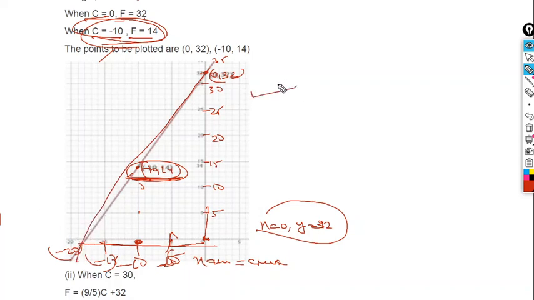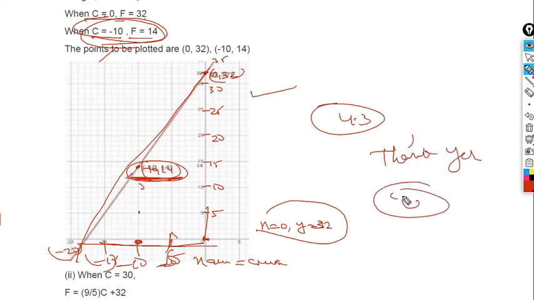Okay, now we have completed your exercise 4.3. Now please do it in your exercise copy and send it in the group. Okay, so thank you for now.